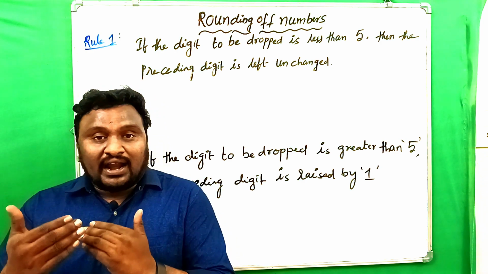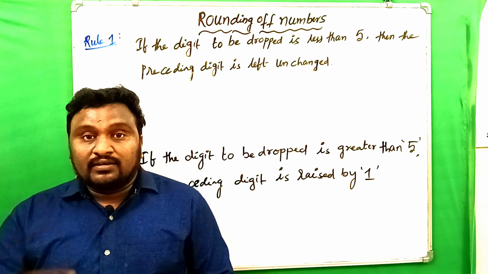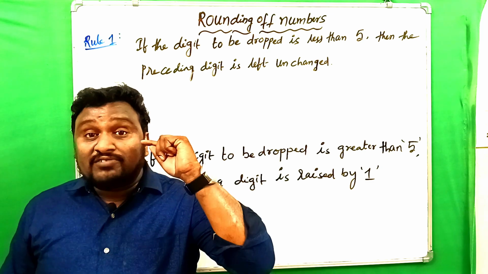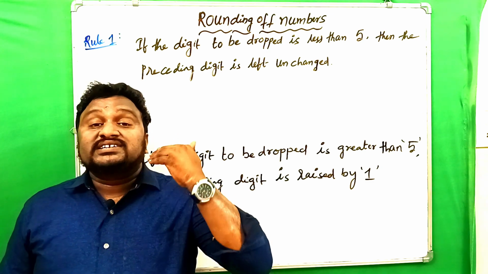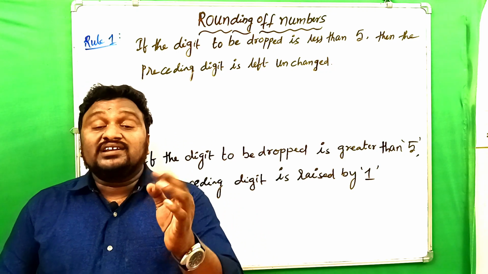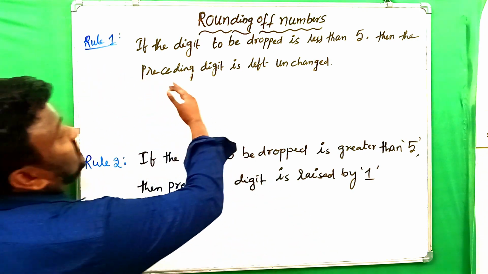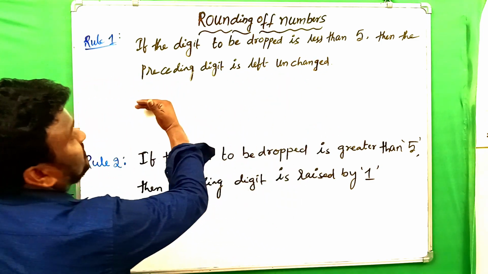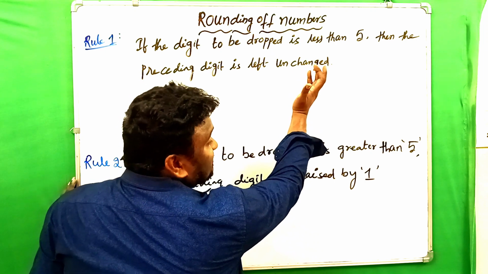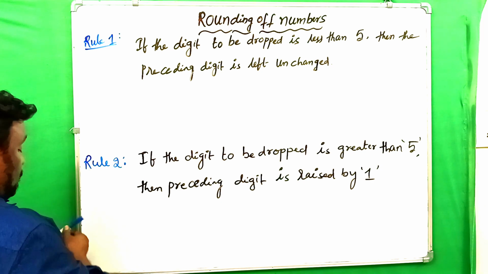Clear? To round numbers, there are some rules. Rule number 1: if the digit to be dropped is less than 5, then the preceding digit is left unchanged. There is no change in the preceding number. To understand that, I will give one example for you here.